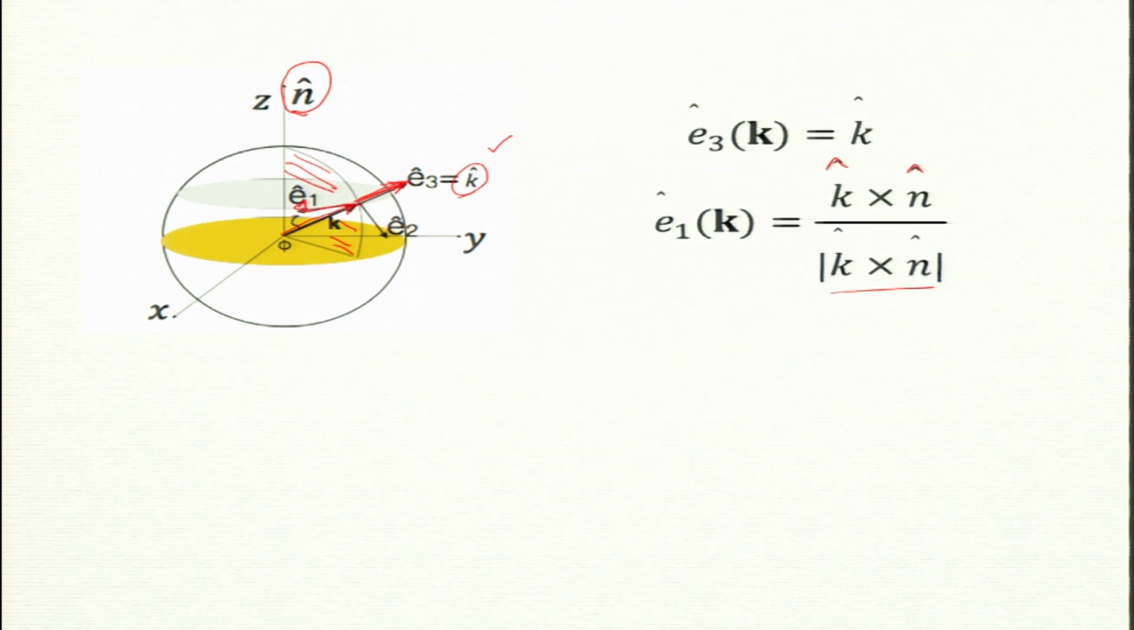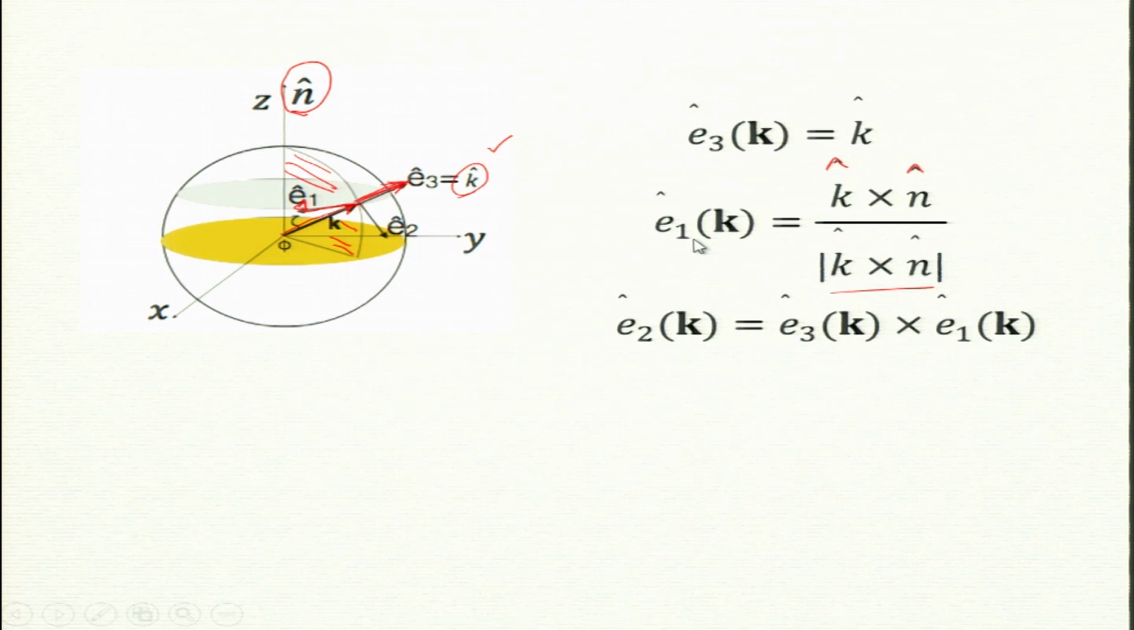Now what is E2? It is cyclic: 1, 2, 3. I want everybody to understand 1, 2, 3. So E1 cross E2 is E3, 2, 3 gives you 1, and 3, 1 gives you 2. So do cyclic 1, 2, 3, just go around. So E3 cross E1 gives you E2. It lies in the plane, right? E3 cross E1 will be perpendicular to both E3 and E1, and is in the same plane, which is this plane.